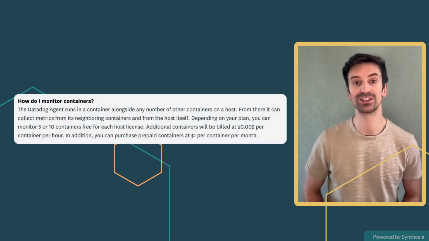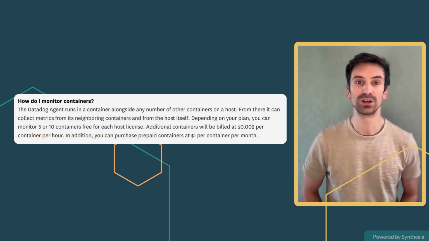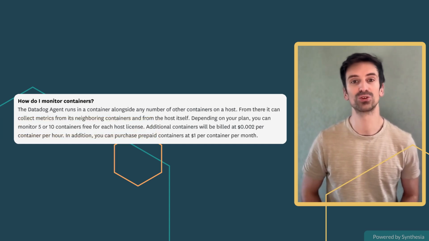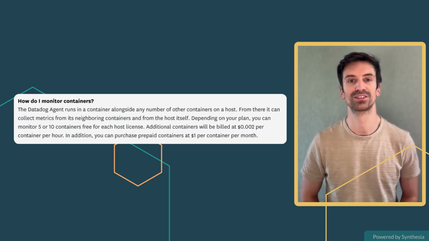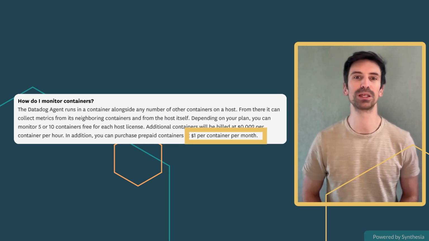Let's zoom in on containers. Each host includes a certain number of containers. But if you need more, Datadog offers 2 pricing options. If you consistently need additional containers, you can purchase them at $1 per container per month. It doesn't matter if it's the same container, it's just about the number being monitored.